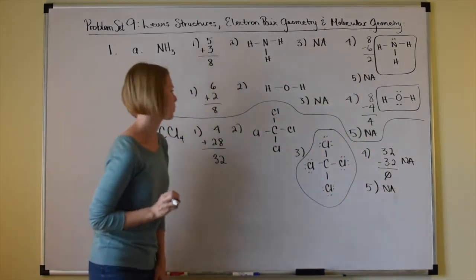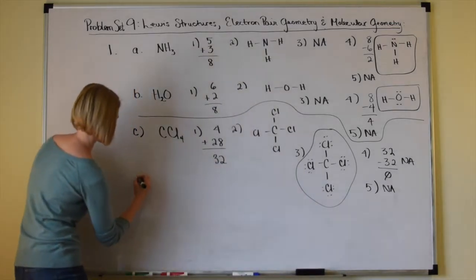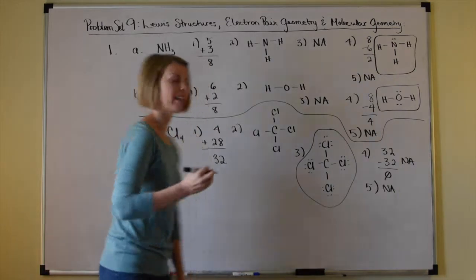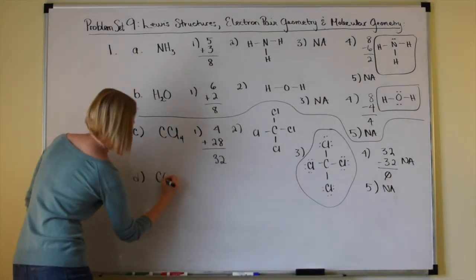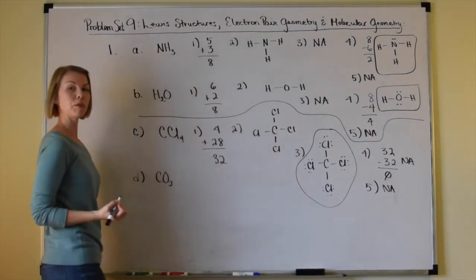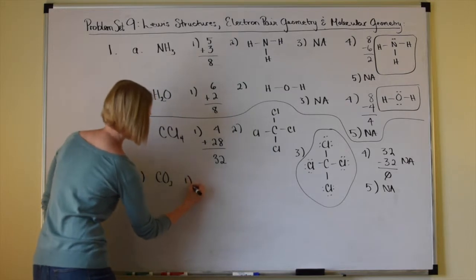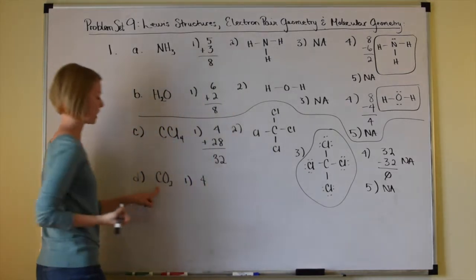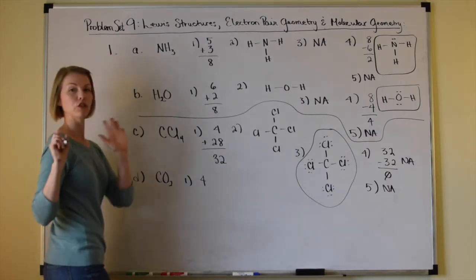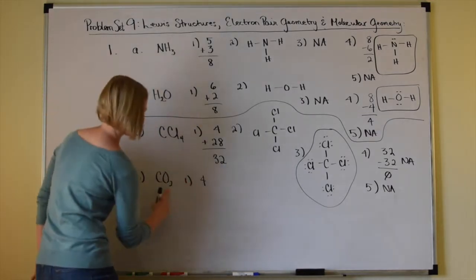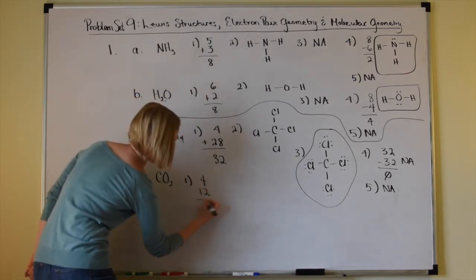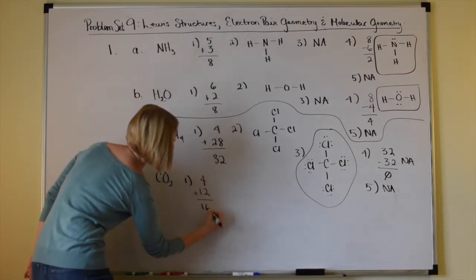I think we have room to squeak in one more here. So let's do D, carbon dioxide. Add up your valence electrons for rule number 1. Carbon is a group 4 nonmetal, means 4 valence electrons. Oxygen is a group 6 nonmetal, so 6 for each oxygen. There are 2 of them, so that's 12. So the total is 16.